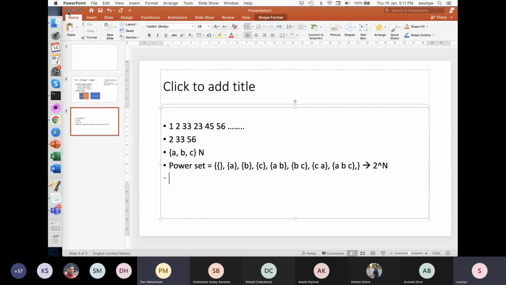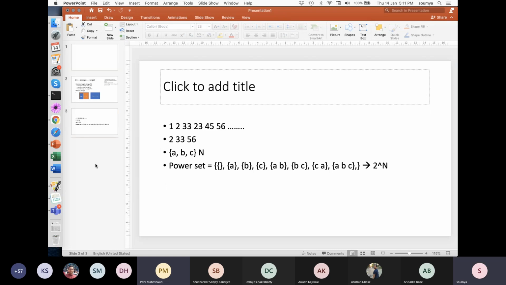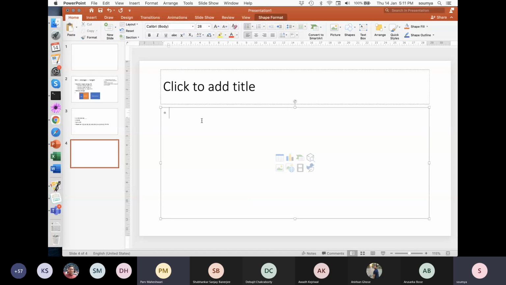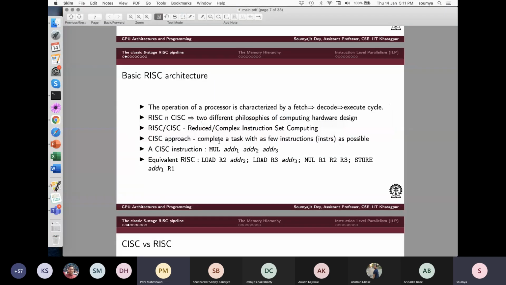Okay, 1 minute. So let me copy this instruction here.